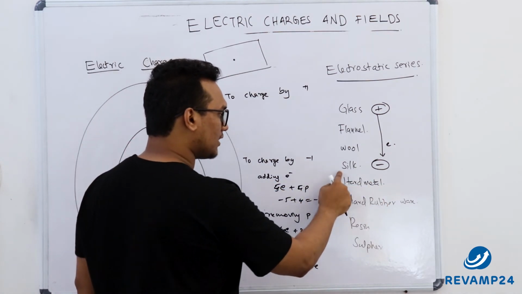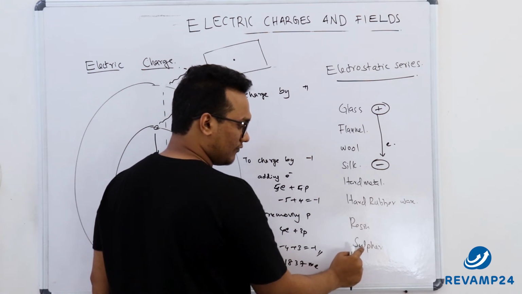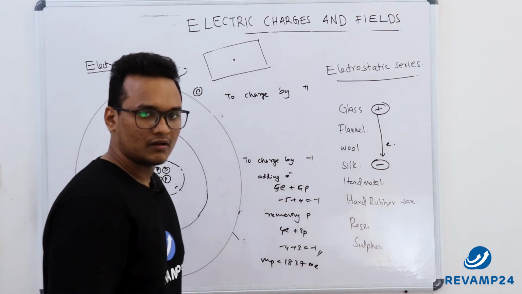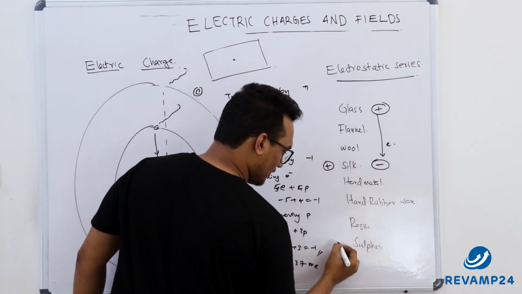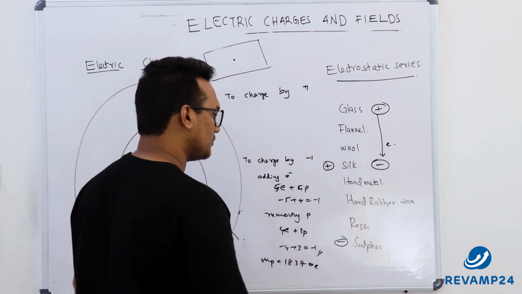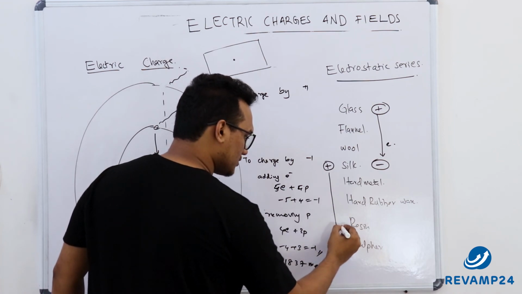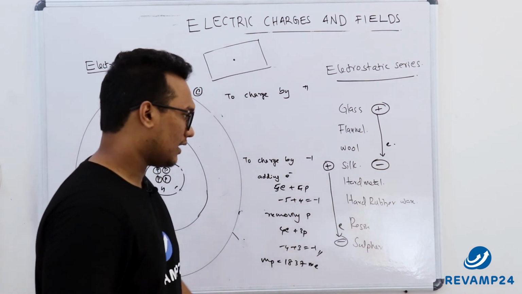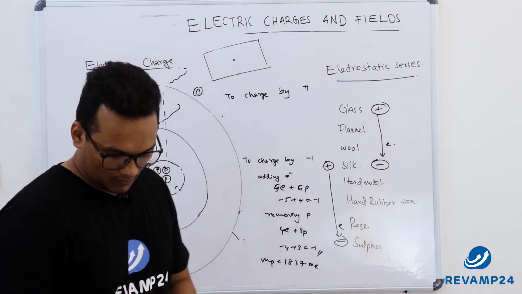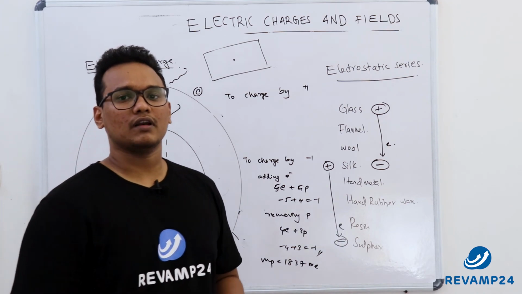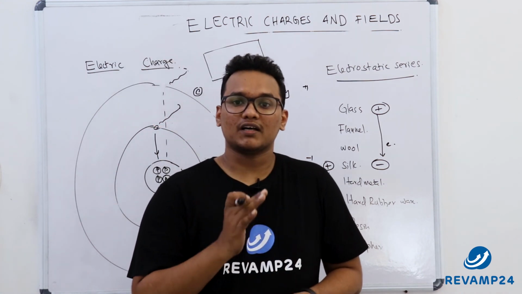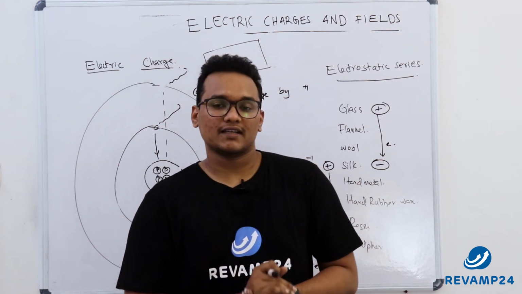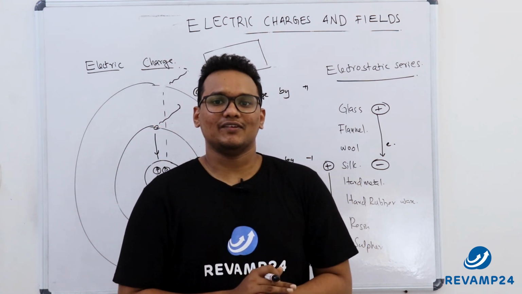Now the same silk, when we are rubbing it with a sulfur rod, what will happen? Silk is former, so that will be positively charged, sulfur is negatively charged, which means silk will give an electron to sulfur. So silk will lose electrons and sulfur will gain electrons. Okay, now a very important relation, that is the mass relation. What will happen to the mass of an object when we charge a body? That we will cover in the next video. Thank you.